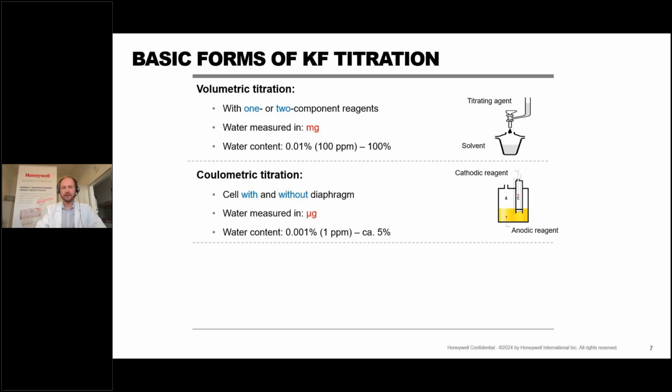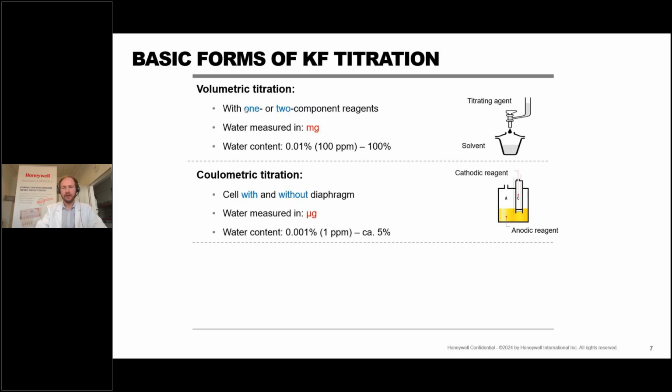On the other hand, you have the coulometric KF titration, where the iodine is produced electrochemically directly in the reaction chamber. The volumetric KF titration is typically used for samples with water contents of, let's say, more than 100 ppm up to 100% water, whereas the coulometric KF titration is highly sensitive towards very small amounts of water and can measure water content down to 1 ppm.